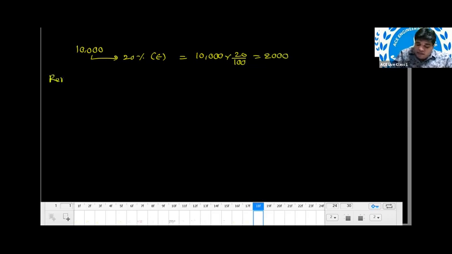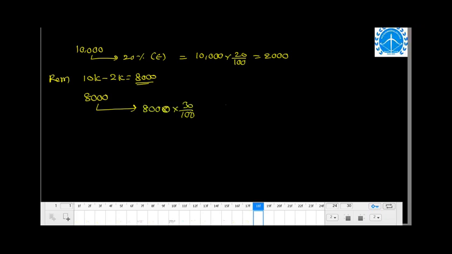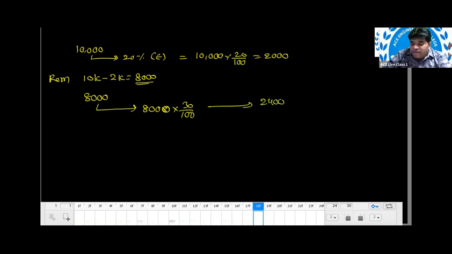Remaining books: what is the remaining? 10,000 minus 2,000 is 8,000. This 8,000 is the remaining books. This 8,000 is called 100% for the next step. Now 8,000 is considered as 100%. Now in the 8,000, 30% means 30 by 100, that is equal to 2,400. So what are the remaining books again?